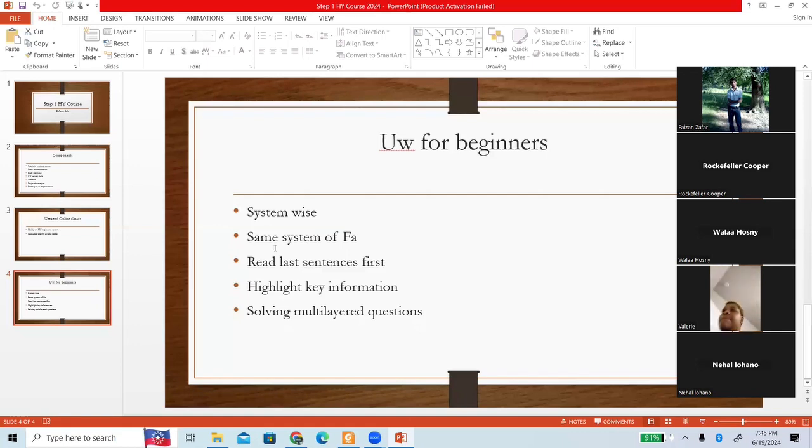Okay, so these are some key things. Read the last sentence first, whether it's a UWorld or NBME question. Highlight the key information. I hope everyone is doing UWorld. UWorld has an option to highlight things with different colors, so use these highlighters very effectively.